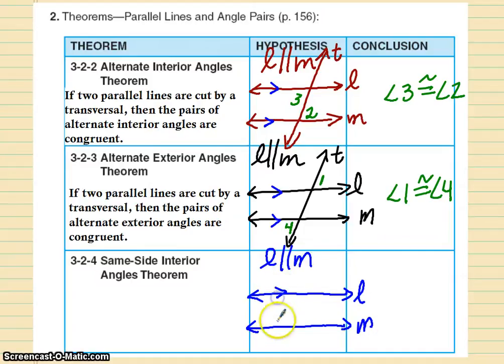And let's go ahead and get right on here. And they're being cut by a transversal. This time we're talking about the same side interior angles. So interior, we've done, this one's 2, and this one was 1, and this is 4, and that's 3. So let's go ahead and call this one 5.